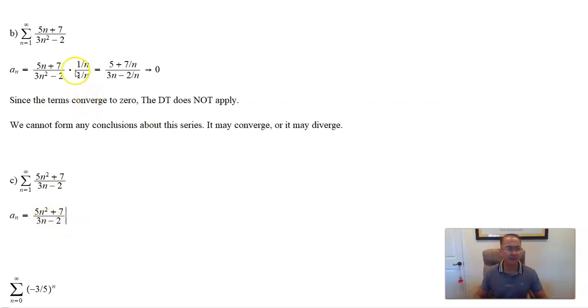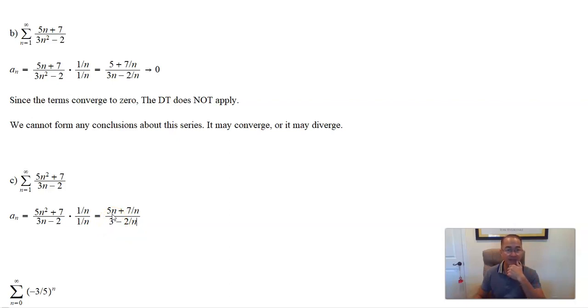Before, in part B, we did multiply and divide by 1 over n. Is that going to work again this time? We're going to see this time, n squared becomes just n, 7 will become 7 over n, 3n this time becomes 3, and minus 2 becomes minus 2 over n. So once again, what's happening in this fraction? 7 over n and 2 over n are both getting very, very small, close to 0, which means that the denominator is approaching 3.